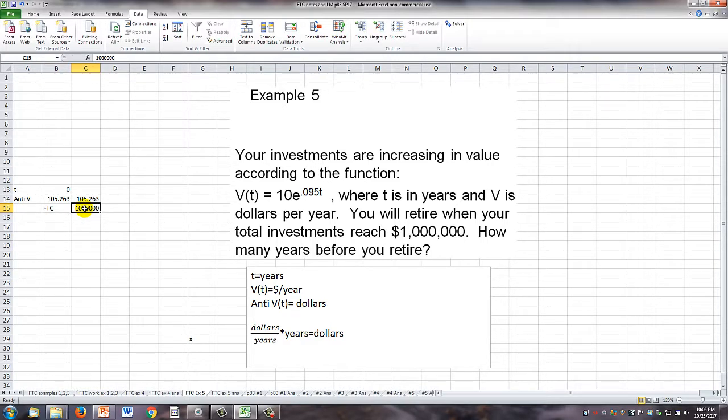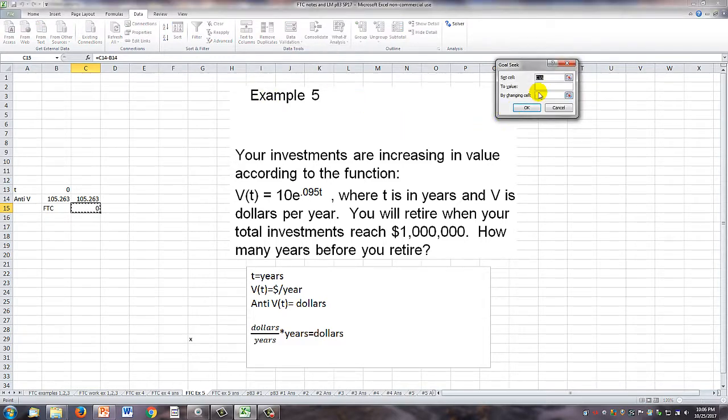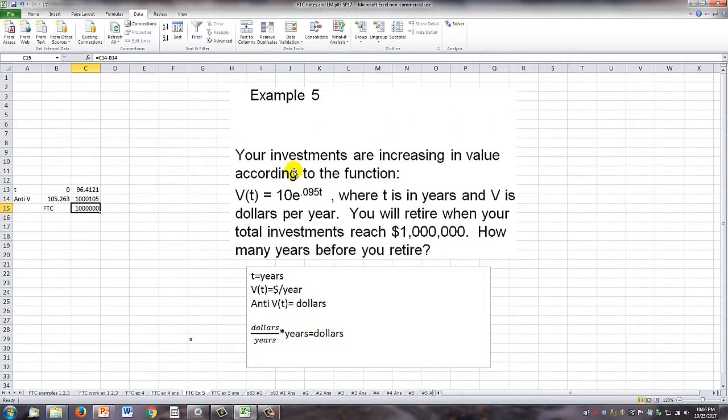Okay, well, nothing happened. What I have to do is understand how this FTC comes about. This FTC comes from subtracting the upper limit value minus the lower limit value, and I want this to be 1 million. So this is a pretty fancy way to goal seek, but we can goal seek this FTC to 1 million by changing the upper limit. And there you go.